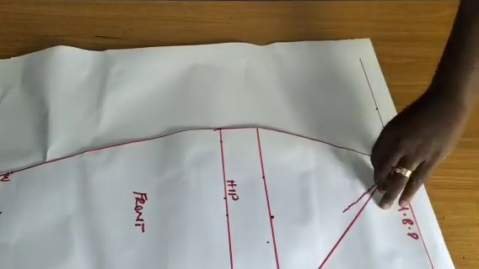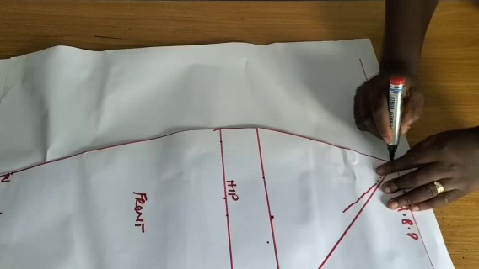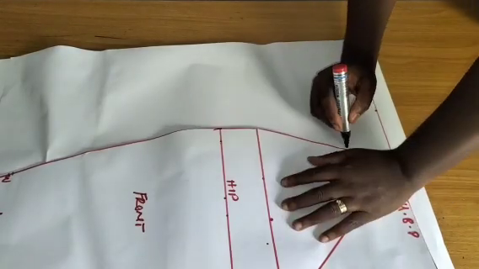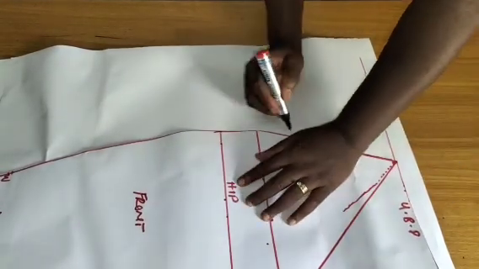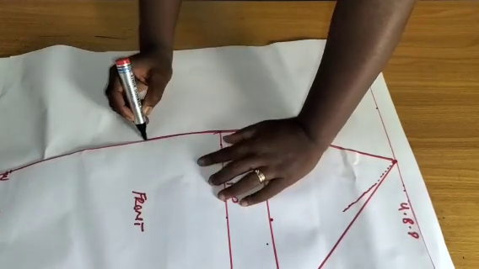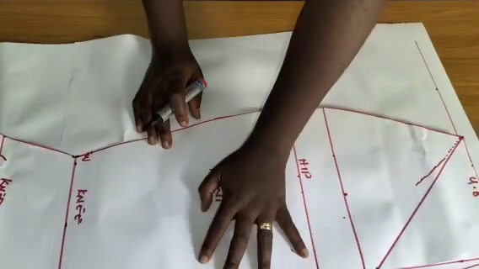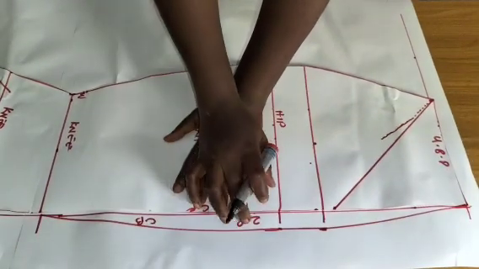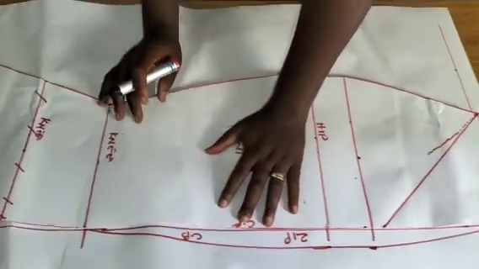You start tracing your pattern like this. The side that does not have a zipper does not have an allowance. So when you are cutting on your fabric, you add allowance on this side. The only part you will not add is the zipper, because we've added it here already.